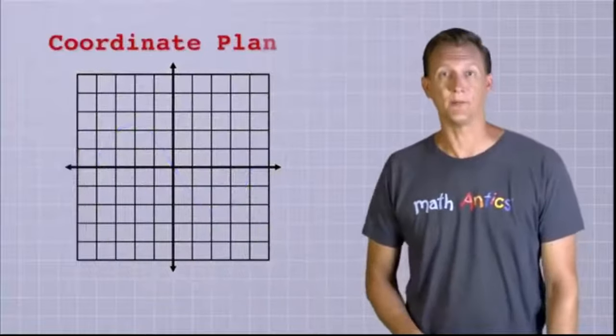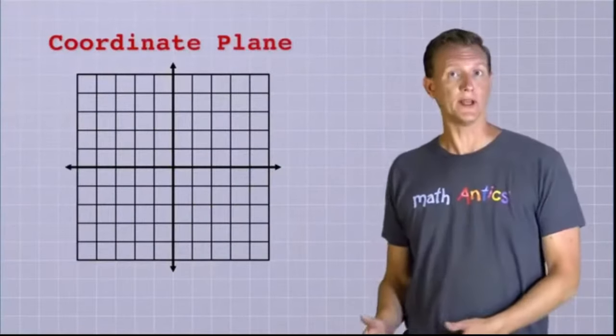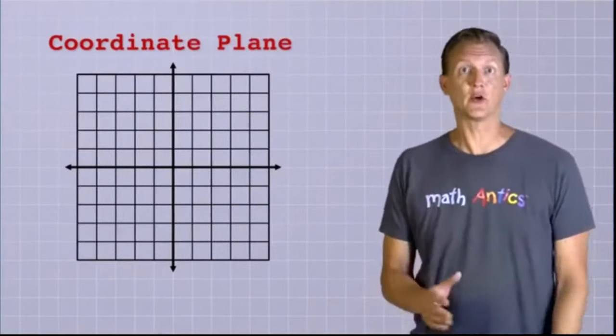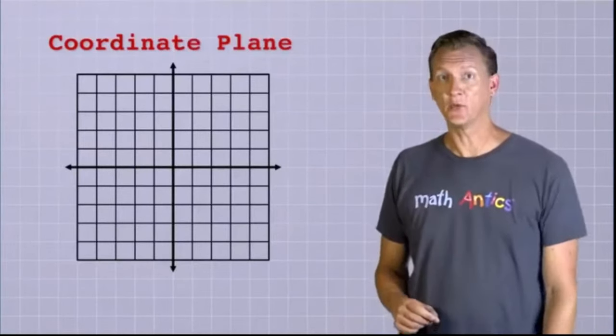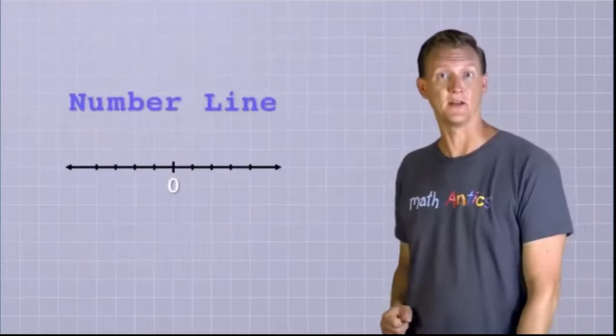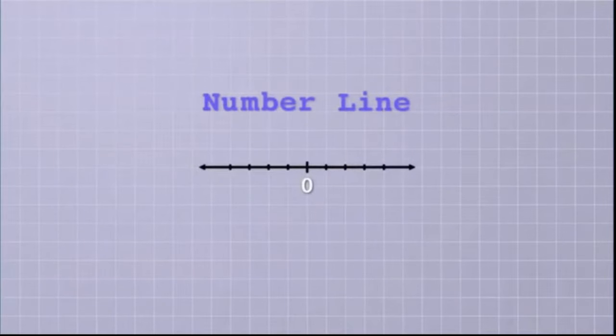And it's called the coordinate plane. The coordinate plane is the platform or stage that our graphing will take place on. But to understand how it works, we first need to start with its closest relative, the number line. You remember how a number line works, right?